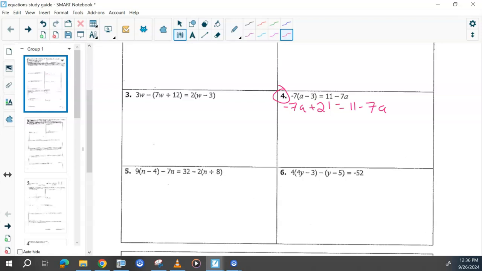If I were to move 7a by adding, if I only did that, I'd get 21 equals 11, which is no solution. But if I also move, let's say, 11 at the same time, I get 10 equals 0, which, again, is no solution. So regardless, that one is no solution. Questions on that one before we continue?